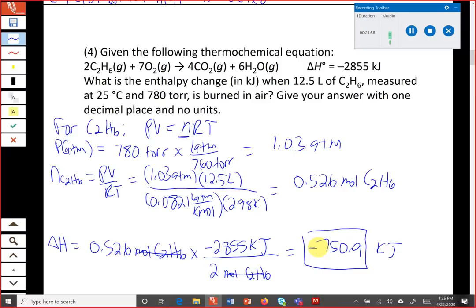That's how we handle these thermochemical equation problems. If we want to find delta H for a process, we basically treat it like stoichiometry. We find moles of whatever reactant or product they're asking about, and relate that to the delta H given to us, keeping in mind that this delta H corresponds to the coefficients given: 2 moles of C2H6, 7 moles of O2, forming 4 moles of CO2 and 6 moles of water. So that's how we would approach those.